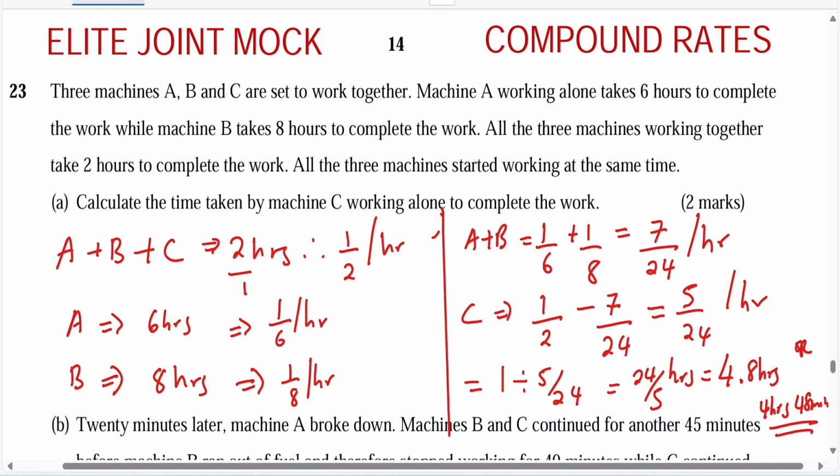So kwa nini tunafanya 1 divided by 5 over 24? Wajiuliza, in 1 hour machine C accomplishes 5 over 24. So you ask yourself, what about the whole work, which is 24 over 24, which is basically just taking 1 divided by 5 over 24. So after getting the rate, you reciprocate that rate and it gives you in terms of hours.